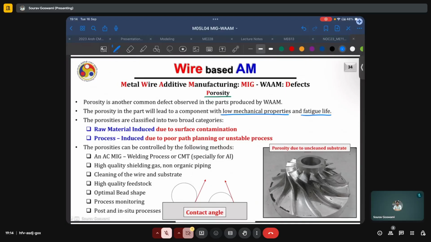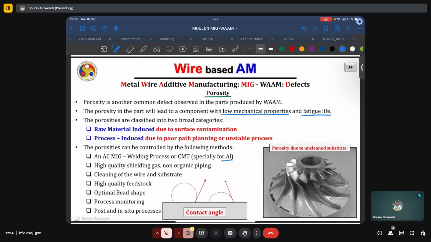As we'll see for, say, DED or LPBF type processes, the pores will be classified based on different criteria. There will be gas porosity or lack of fusion pores, but here they are classified as raw material induced and process induced. And some common strategies to control the porosity are AC MIG welding process or cold metal transfer, especially for aluminum and aluminum based alloys.